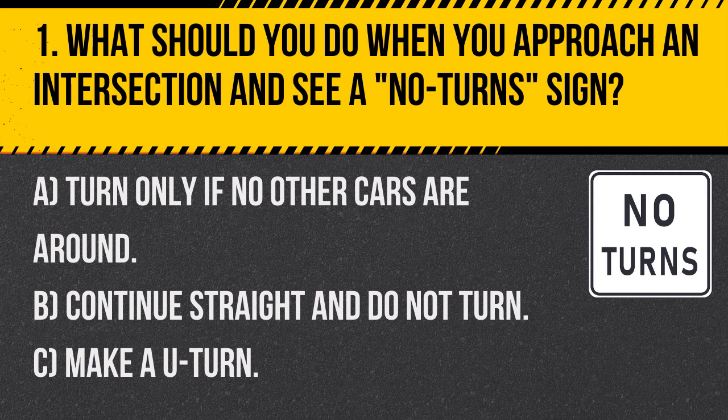Question 1. What should you do when you approach an intersection and see a no turn sign? A. Turn only if no other cars are around. B. Continue straight and do not turn. C. Make a U-turn.